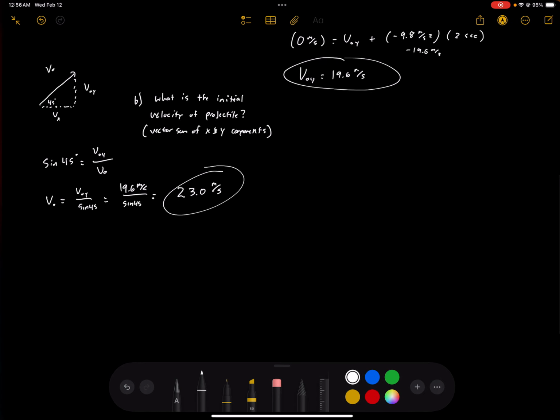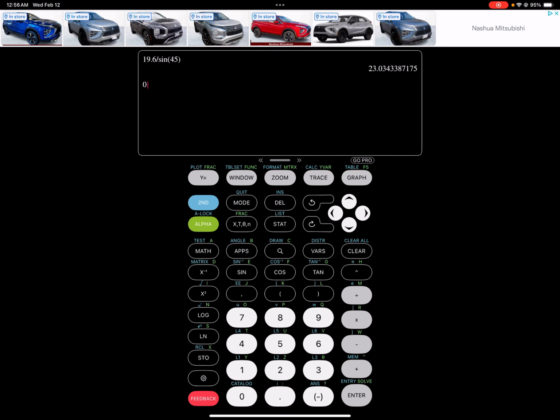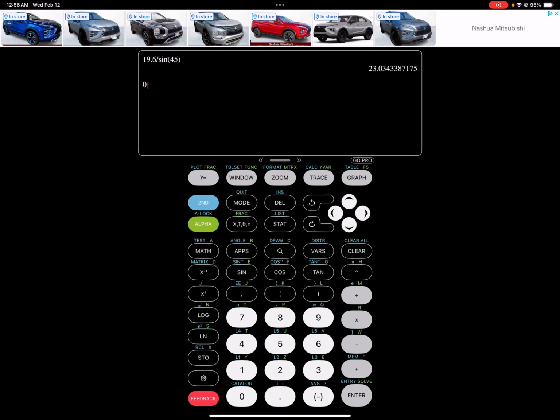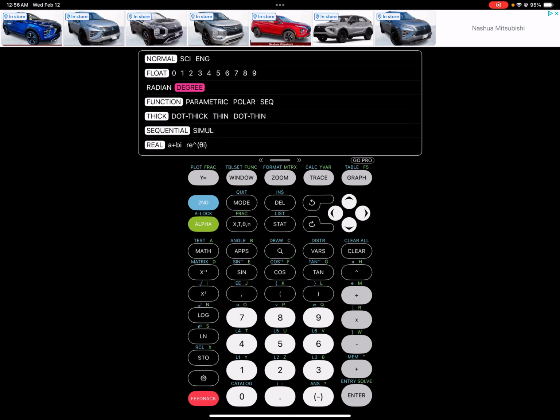So, wait, hold on a second. That seems a bit off. I knew it. Oh no, you've got to be careful. See, that's what I get. I installed this app on my iPad and I didn't check whether or not I was in degrees.